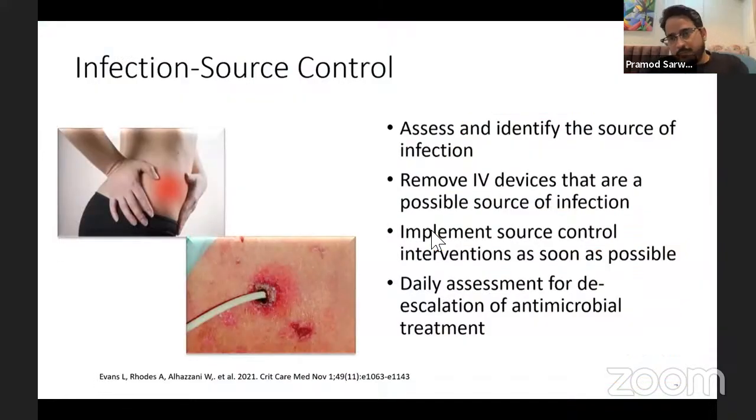The most important step is infection source control. So if you identify any source of infection, in this case, our surgical site infection, or any IV devices, that you think is the possible source of infection, that should be removed. You should implement the source control intervention as soon as possible, and daily assessment of de-escalation of antimicrobial treatment should be done.